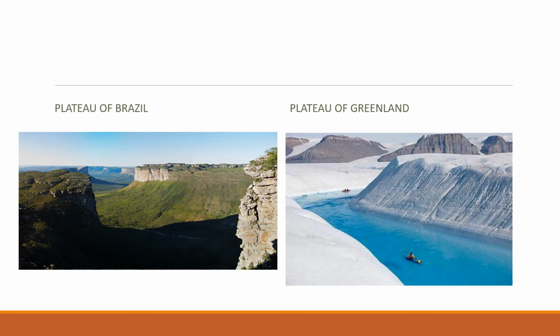Lavaic Highland or Plateau of Maharashtra in India, Plateau of Brazil, Plateau of Uzbekistan, Spain, Greenland and Antarctica are the examples of continental plateau. Here I have given you the images of Plateau of Brazil and Plateau of Greenland. You can see that these plateaus are elevated, have come up higher than the other regions.